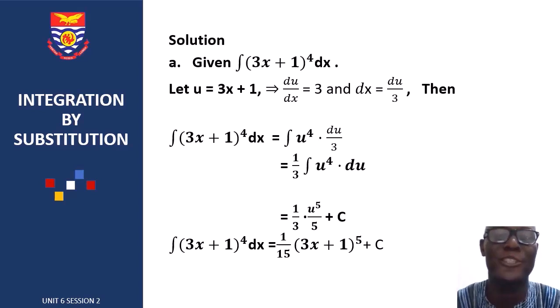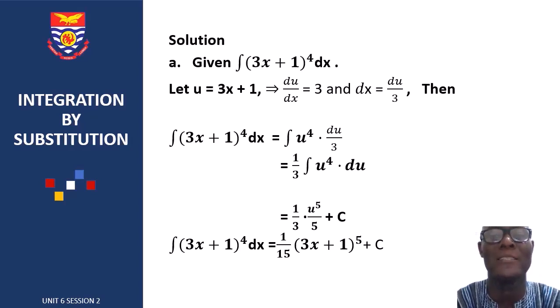Integration by substitution. Given the integral of (3x + 1)^4 dx, if we want to multiply out the binomial 3x + 1 four times, it becomes tedious. So we resort to what we call integration by substitution. And that is, we let a variable, in this case u, be the binomial 3x + 1. Then we differentiate u with respect to x, which gives du/dx to be 3.